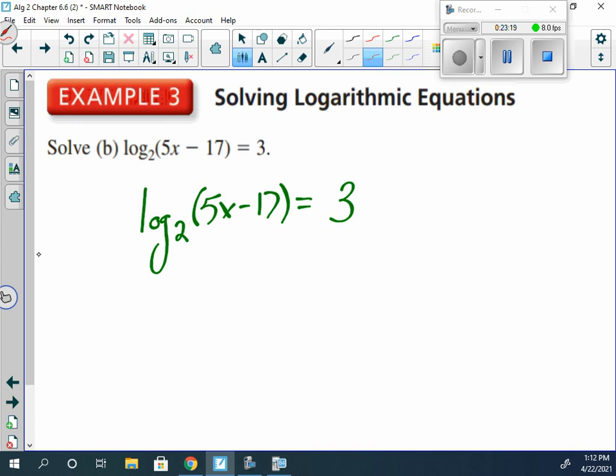But here we already have the logarithm, so we can't quite do that. But we would do what? We would put both sides to the base of 2. Because it works out, 2 to the log base 2 will simplify.